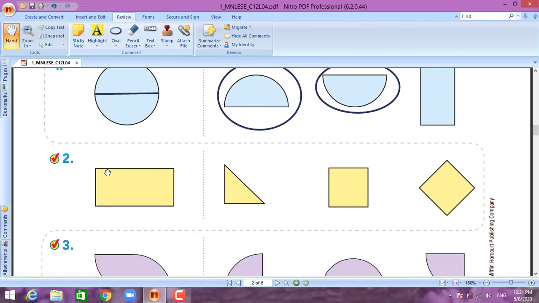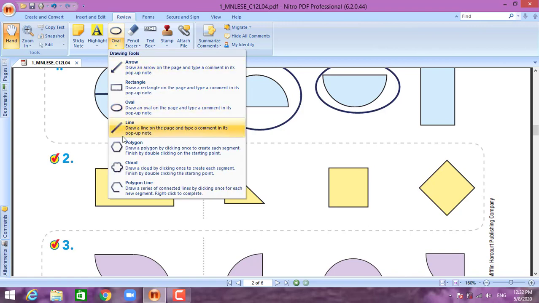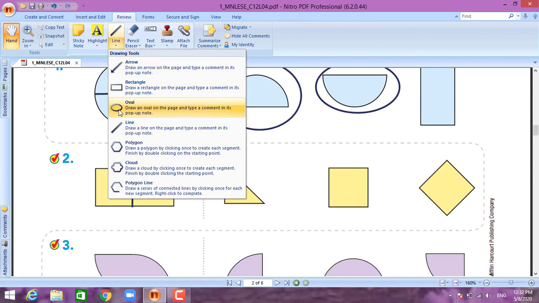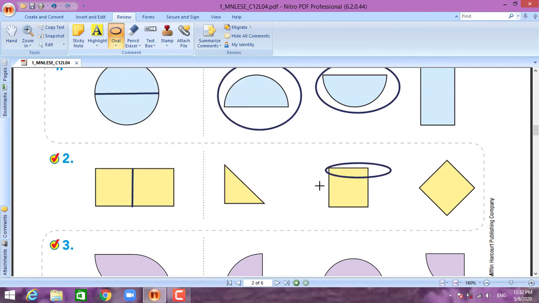Number 2, here I have a rectangle. If I cut the rectangle into two equal parts like this, the shapes that are combined to make a rectangle will be two squares.